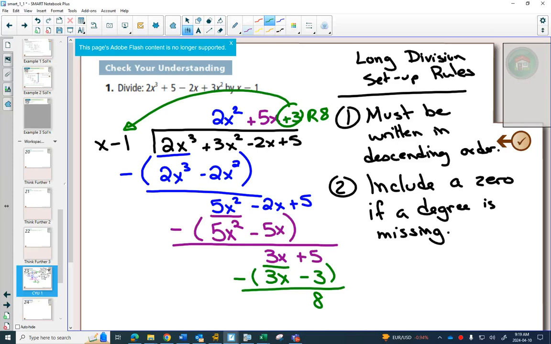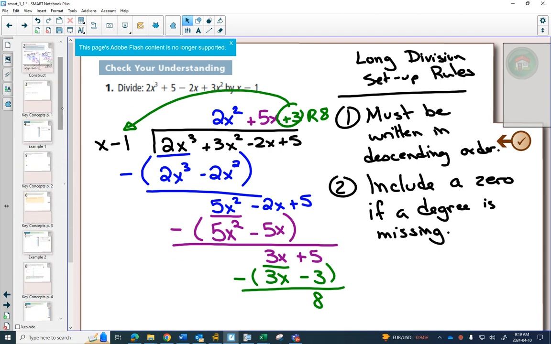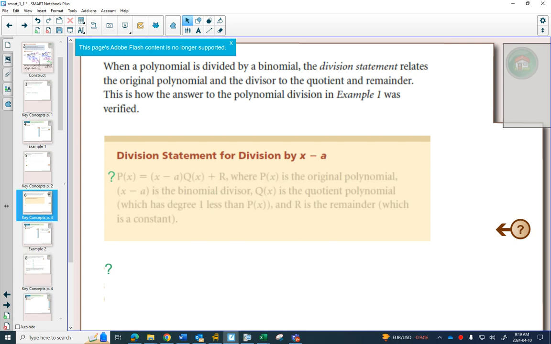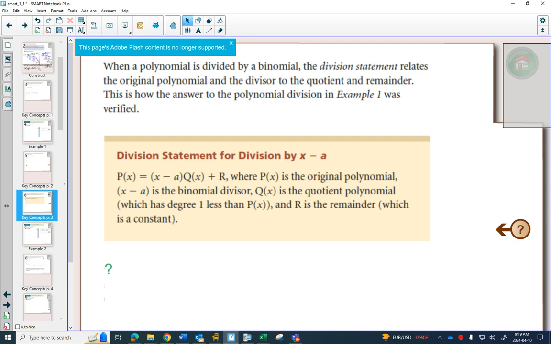On the next page, maybe, there we go. On the next page in the box, you have this written. It's called the division statement for division by x minus a. And I like to write the division statement, I'll write it above. P, which is the polynomial you started with, is equal to D, which is what you're dividing by.